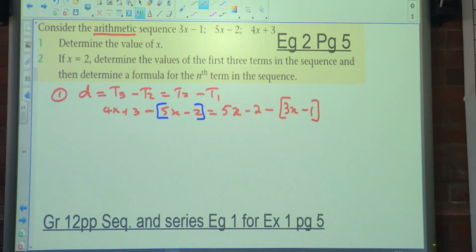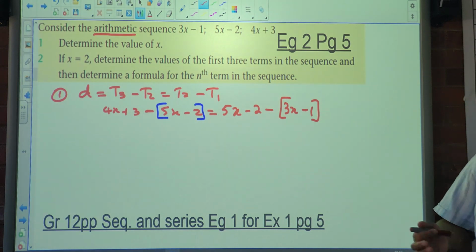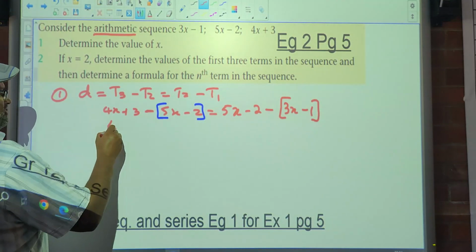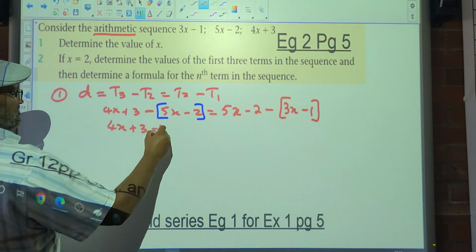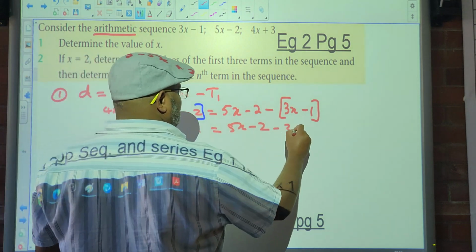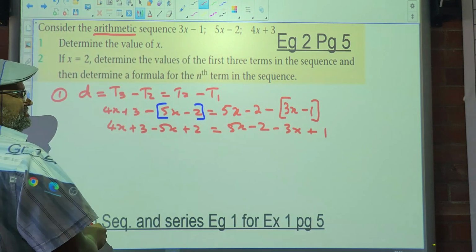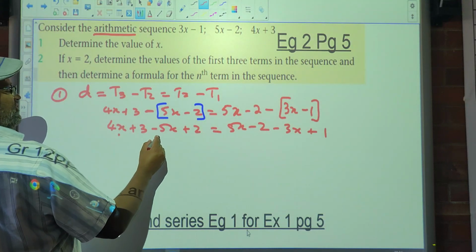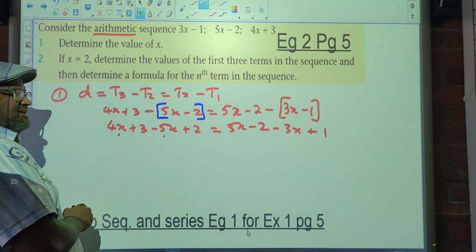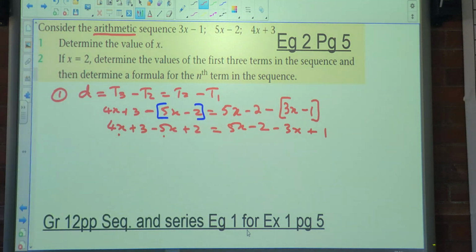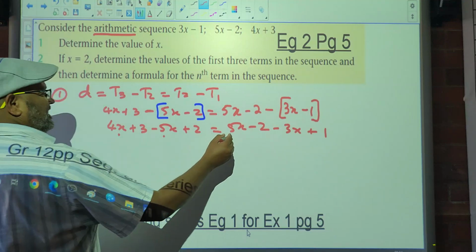Okay. So what do we have to do now? Now we just need to solve for x. Get rid of this bracket. It's going to be 4x plus 3 minus 5x plus 2 is equal to 5x minus 2 minus 3x plus 1. This is solving for x here. So it's 4x minus 5x, negative x. You take 5x over, it becomes negative 5x. So negative x minus 5x.